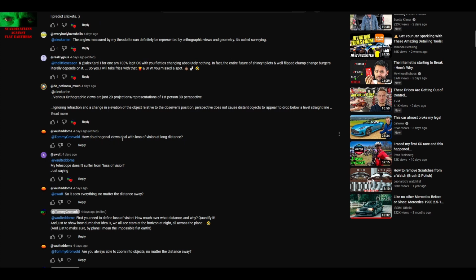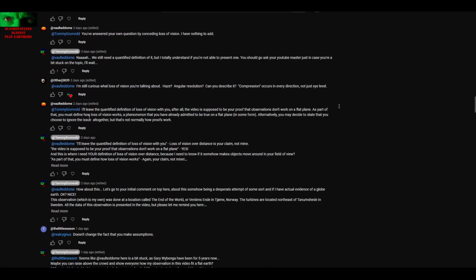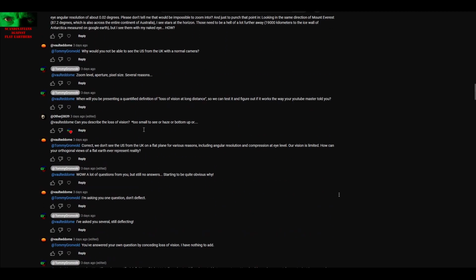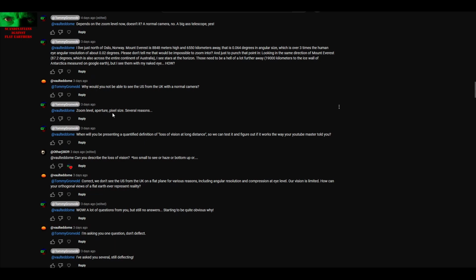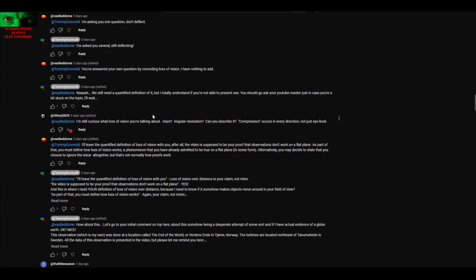How do orthogonal views deal with loss of vision at long distance? And also down here, you must define how loss of vision works. Now Walter Dome used his own excuse for something and wants me to define his excuse that he already admitted to be true. Nope. I said it depends on zoom level, aperture, pixel size, several things. So no loss of vision over distance.